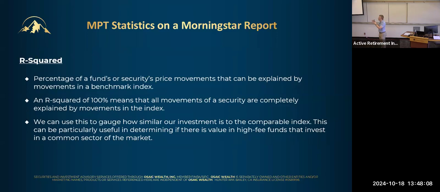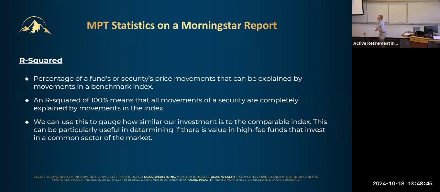What kind of fund do we think would have an R squared close to 100%, maybe 99? Exactly, an S&P 500 fund. If you're comparing that to an S&P 500 index, that's going to have an incredibly high R squared. So we can use this to gauge how similar our investment is to whatever comparable index we're looking at. Obviously, we can look at the holdings, we can look at the beta, all these different things, but we can see how much of the returns of the fund we're looking at is explained by the comparable index. So this can be useful in determining if there's value in high fee funds that invest in a common sector of the market.